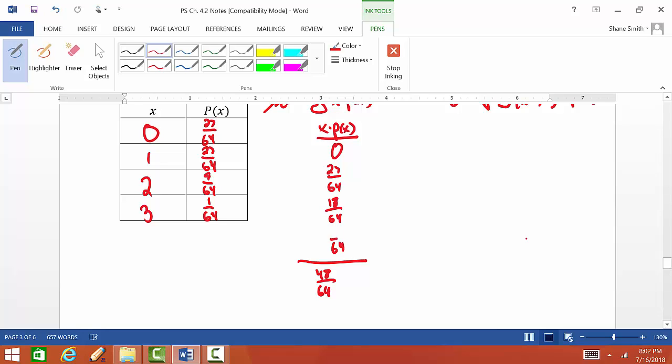This is 3 over 64. You should get 48 over 64, which simplifies to 3/4. So our mean is 3/4.